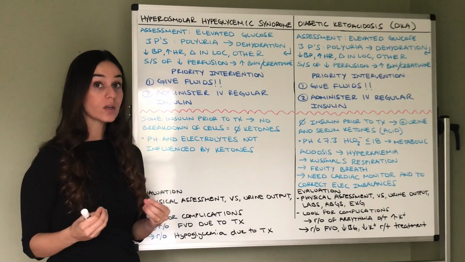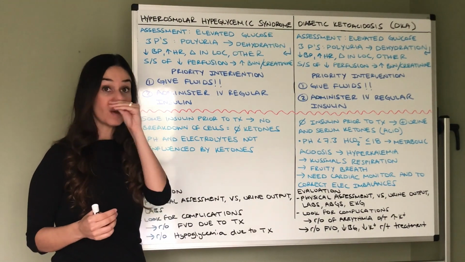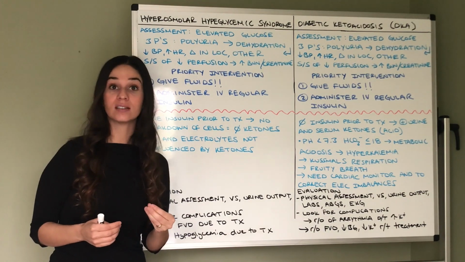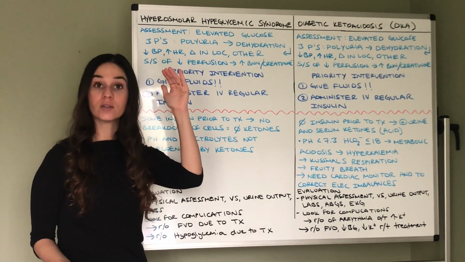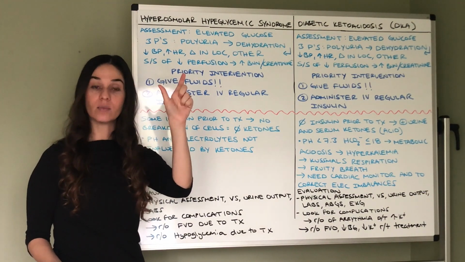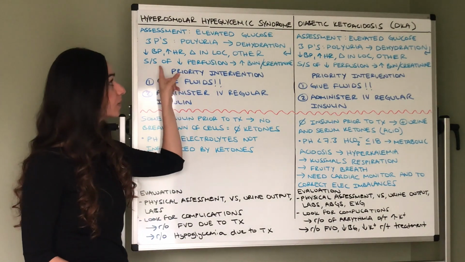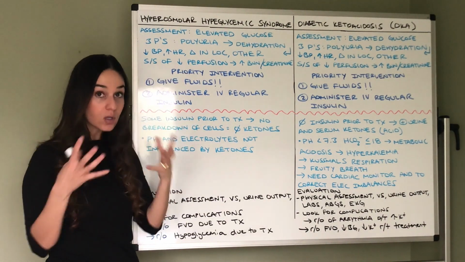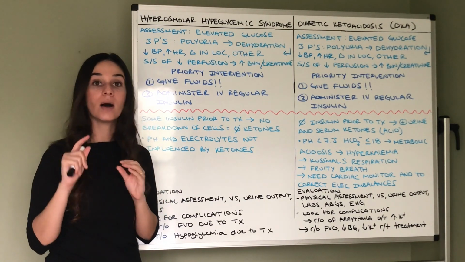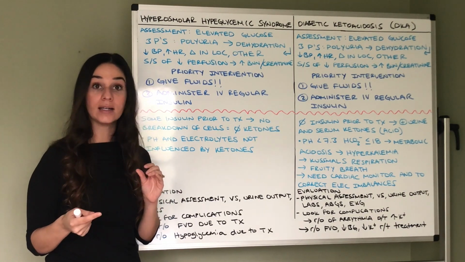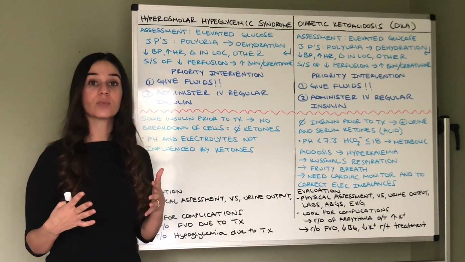So your priority for HHS and DKA is circulation. And remember, you will have data to support this. You need to look at their physical assessment. Yes, they have a high glucose level. Hyperglycemia is important, but if you see signs of dehydration, you see a low blood pressure, so low blood volume, and now their heart rate's getting high because the heart's just trying to pump whatever fluid is left in the body. You see dry mucous membranes. You see signs of decreased perfusion.